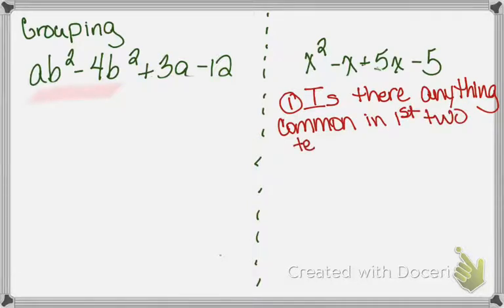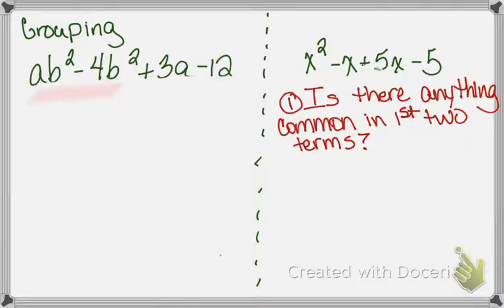Okay? Is there anything common with my numbers in the first 2 terms? I have 1ab squared and negative 4b squared. Is there anything common there? No. Is there anything common with my a? Do I have an a in both terms? ab squared minus 4b squared. Is there an a in both terms? Not in the first two. No, there is in the third one, but not in the first two. Is there anything common with my b squared?